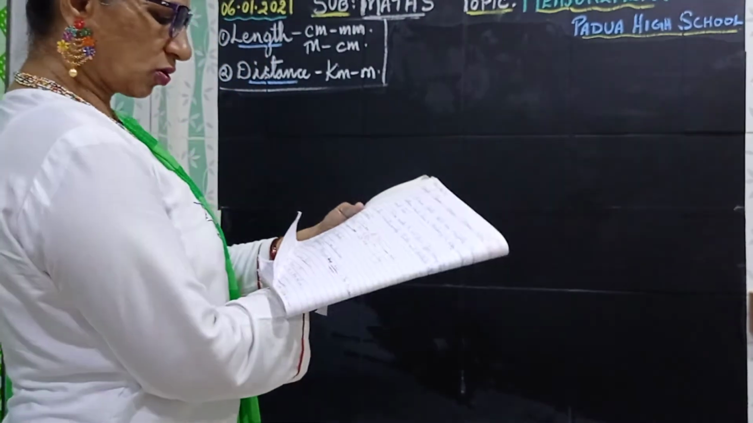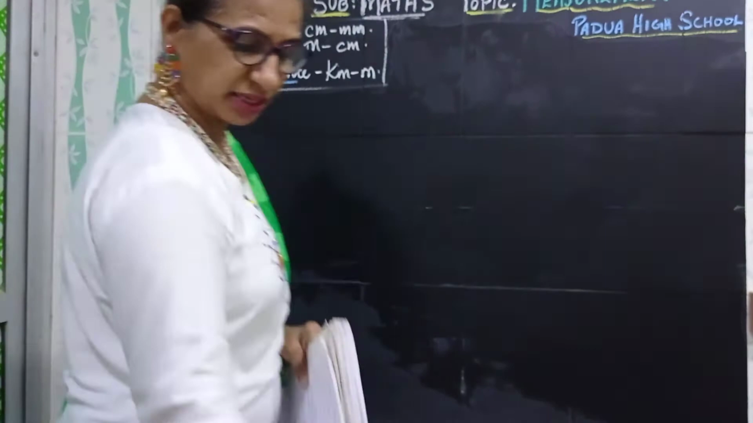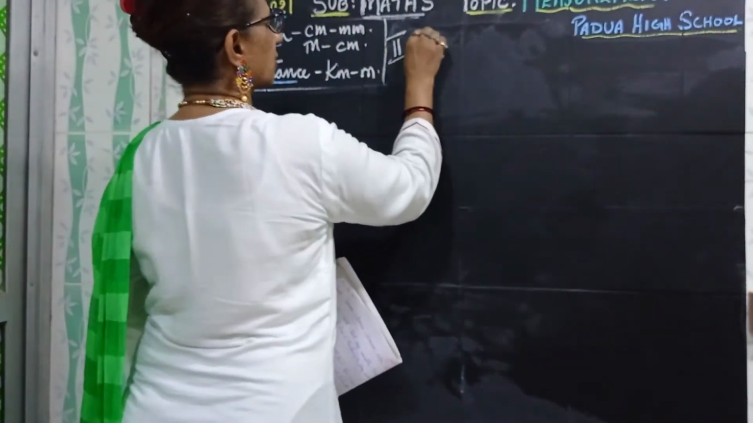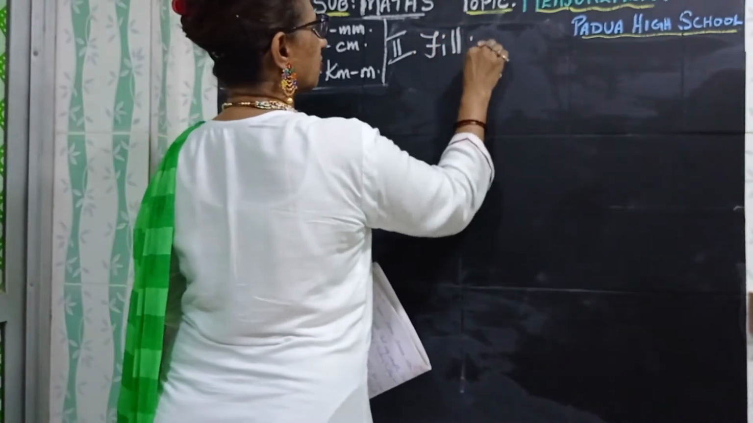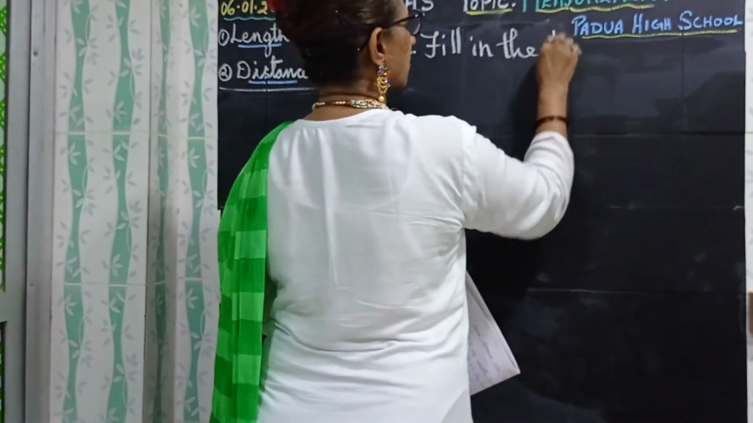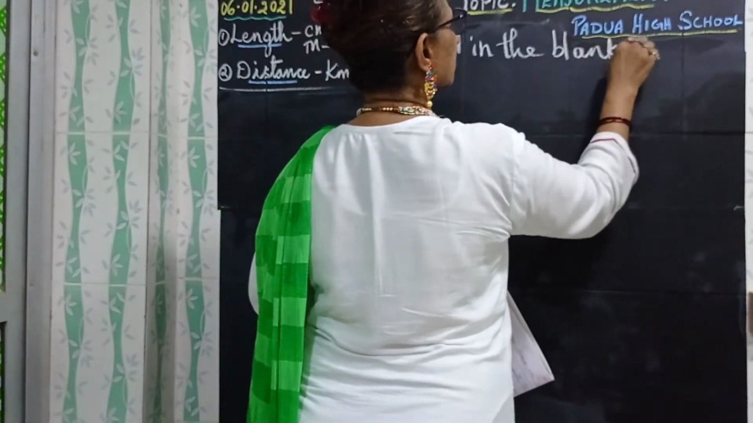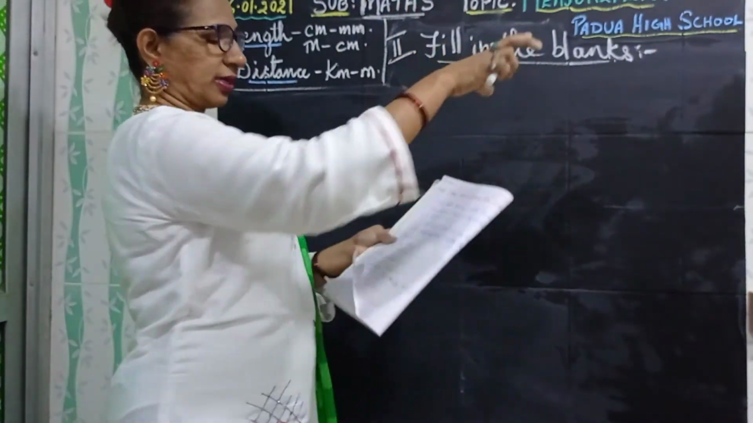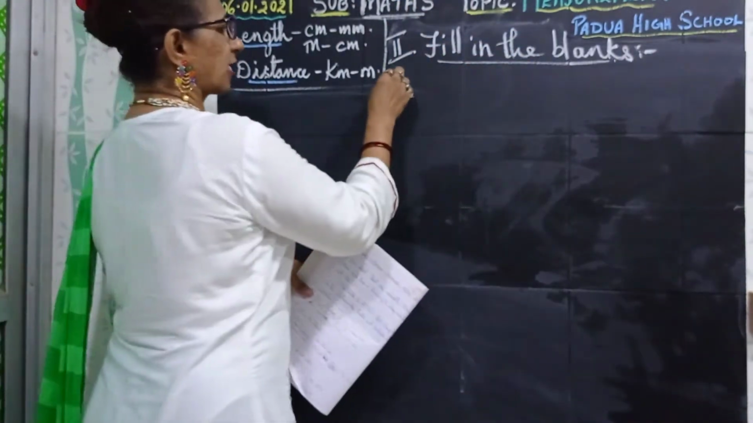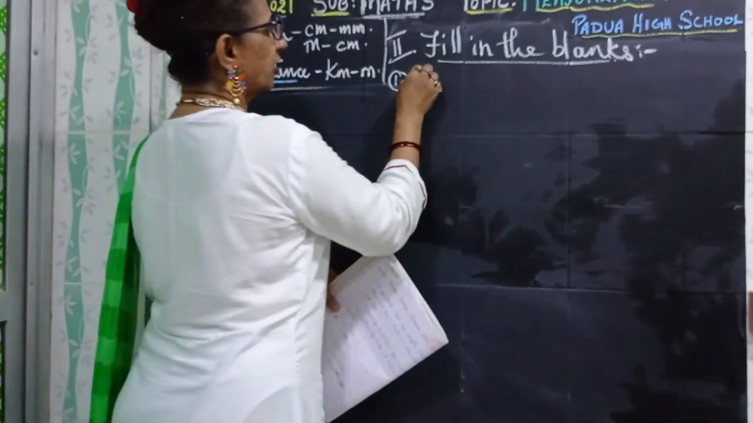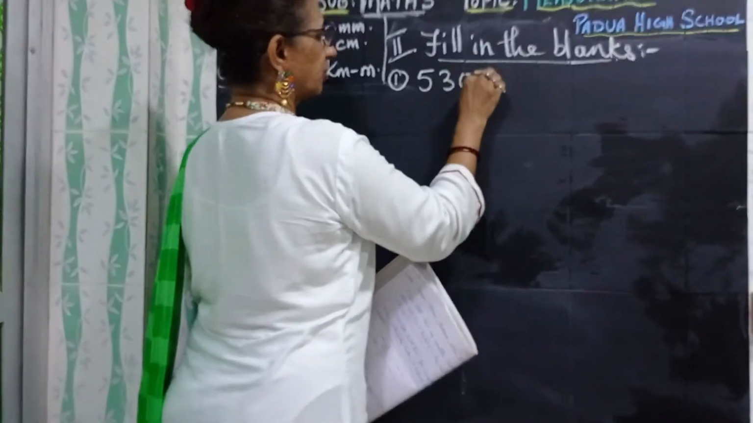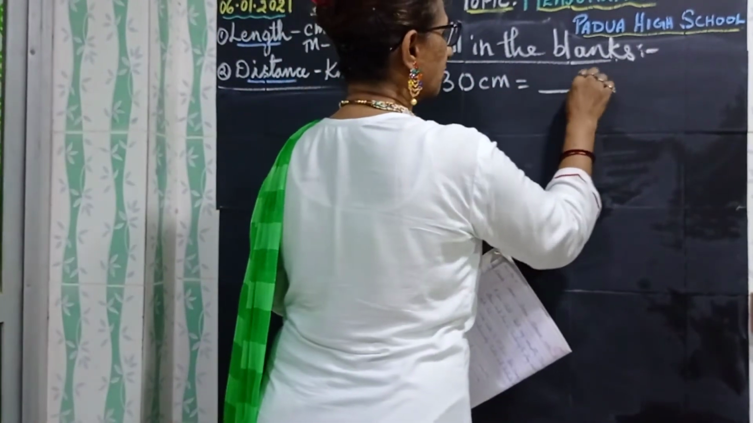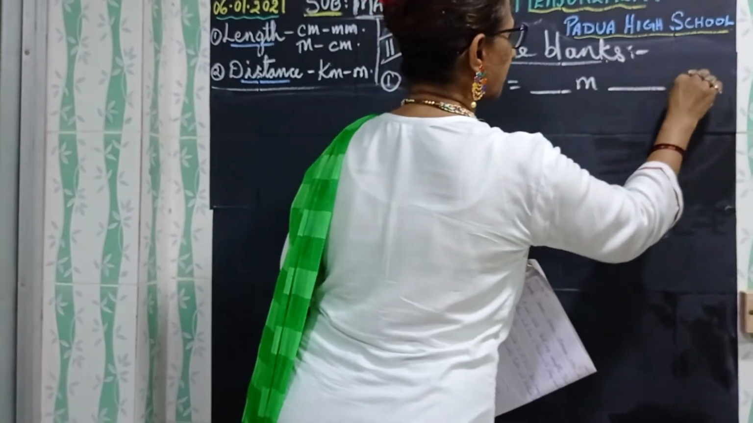Okay, now let us go. The second exercise that I will be taking for you is fill in the blanks. Okay, let's do some fill in the blanks. See, these exercises you have to copy in your notebook. Okay, don't forget, you write measurement and then write them in your notebook. Now, the first sum that is there is 530 centimeters is equal to dash meters and dash centimeters.